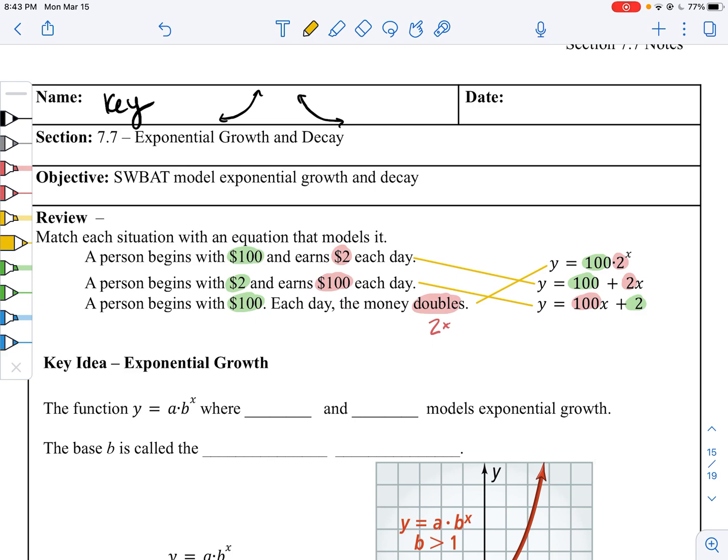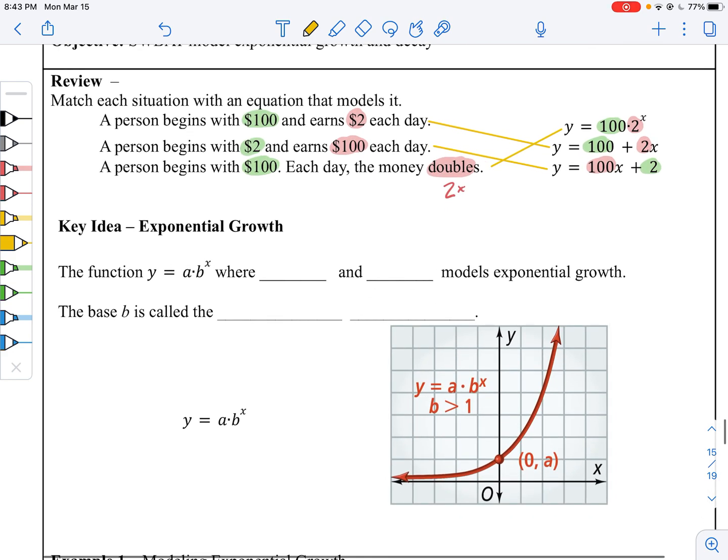Throwback to exponential growth. Yesterday we talked about y equals a times b to the xth power, where a is going to be greater than 0. As long as a is greater than 0 and b is greater than 1, then you are going to grow. Then it is going to get bigger just like this. Okay.